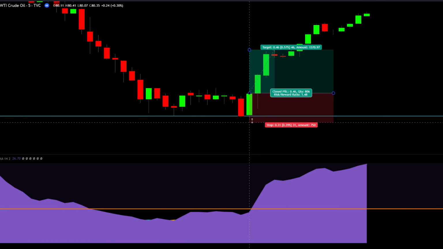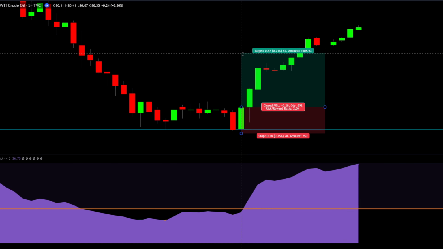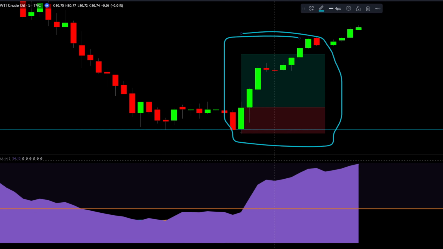The stop loss is very simple. We want to set it just below the double bottom pattern, and to keep it simple, we use a risk to reward ratio of 2. And as you can see, this is how this trade would have played out.